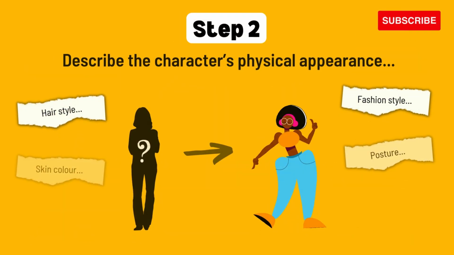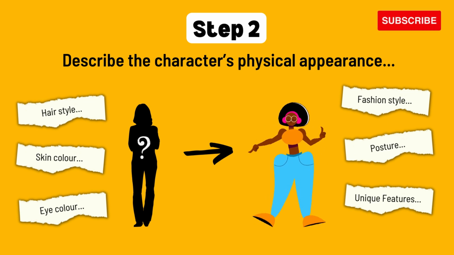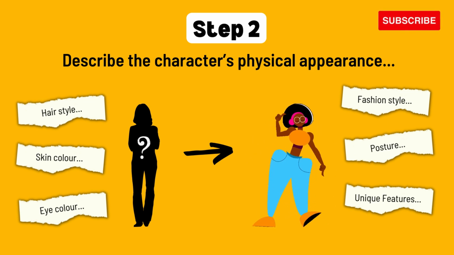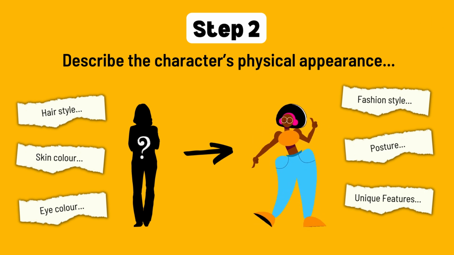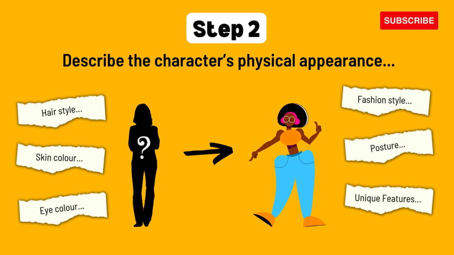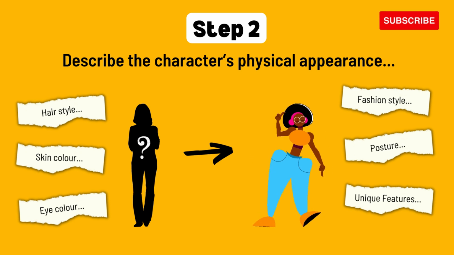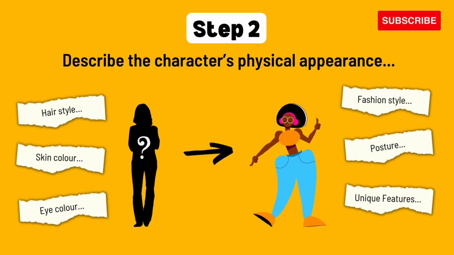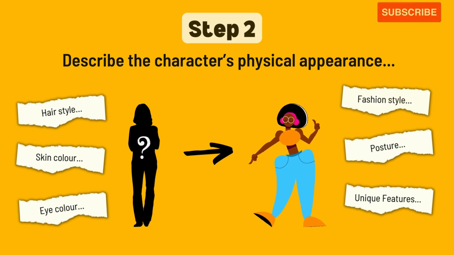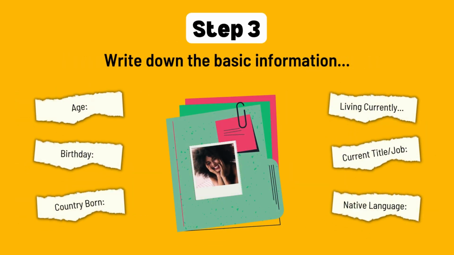Step 2. Describe the character's physical appearance. The physical appearance is everything you see on the outside of that character, such as their hair, skin color, eye color, fashion sense, posture, and so on. You might also want to consider what unique features they have, such as a scar on their face or purple hair.